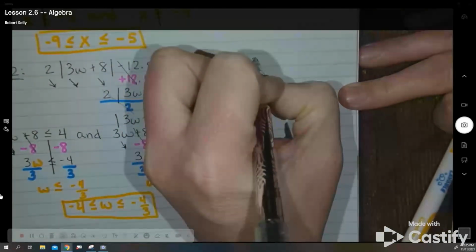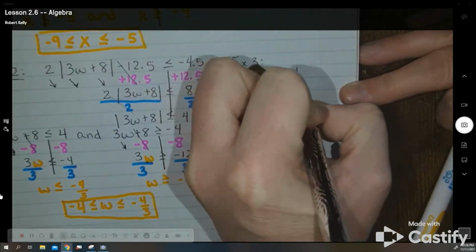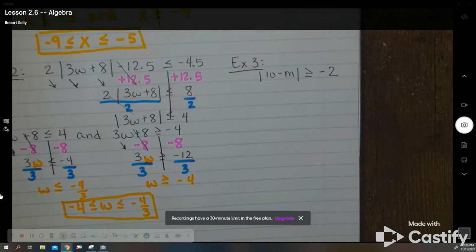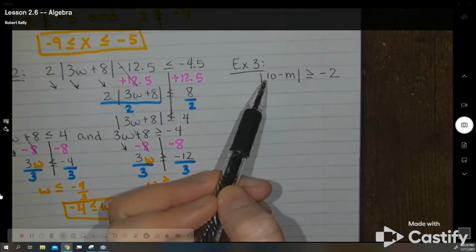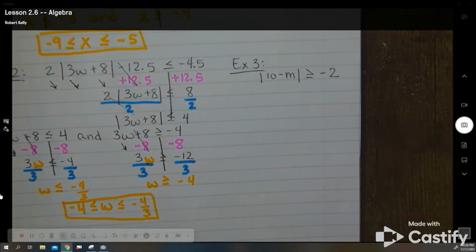For example 3, I have the absolute value, 10 minus m, is greater than or equal to -2. So when I look at this, I want you to think back to when we were talking about absolute value and negative numbers, right? A distance can't be negative, but we're talking inequalities, right? So we know that the distance, this absolute value, is always going to be greater than -2. It's always going to be greater than that because it's a distance, right?